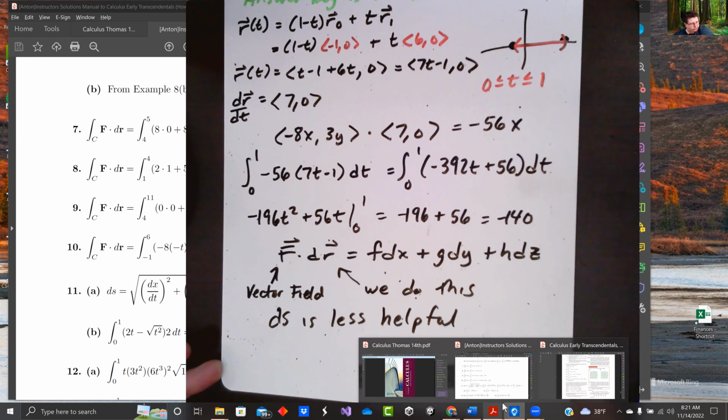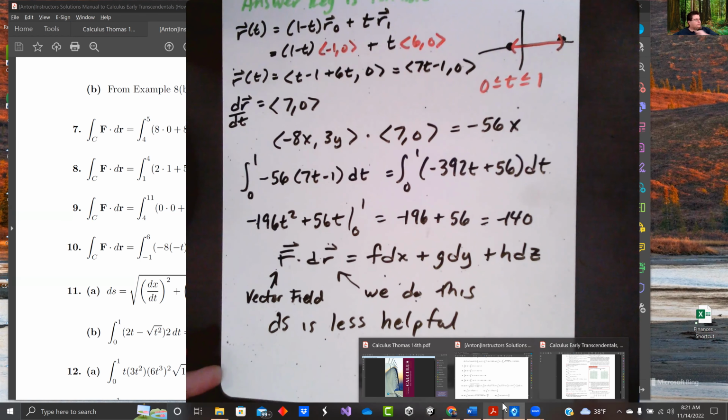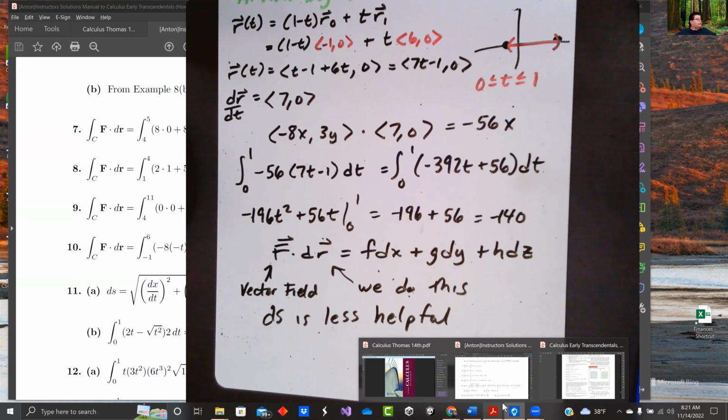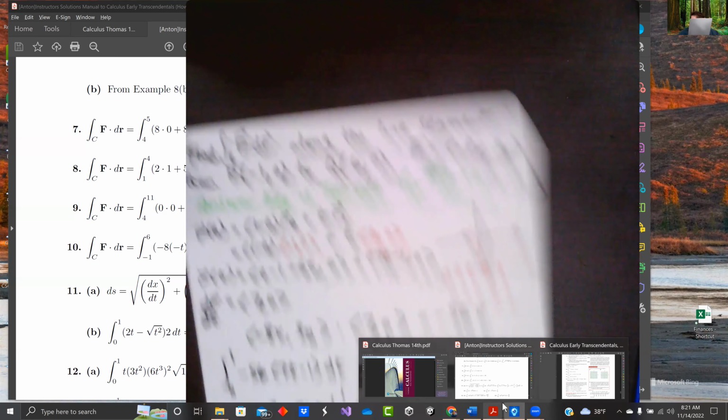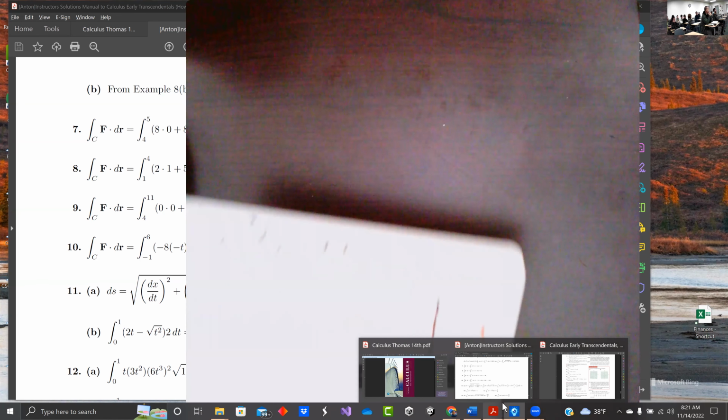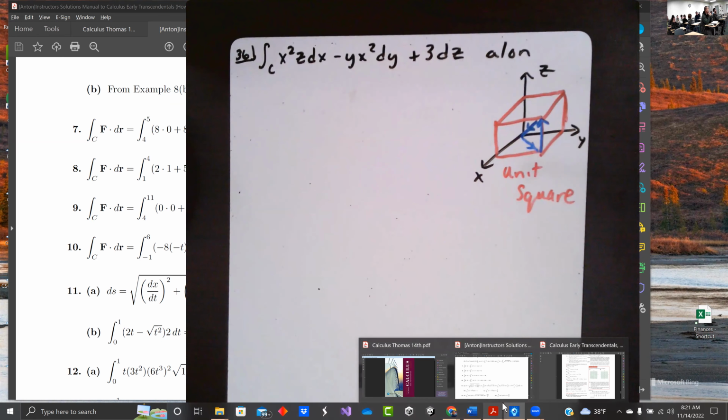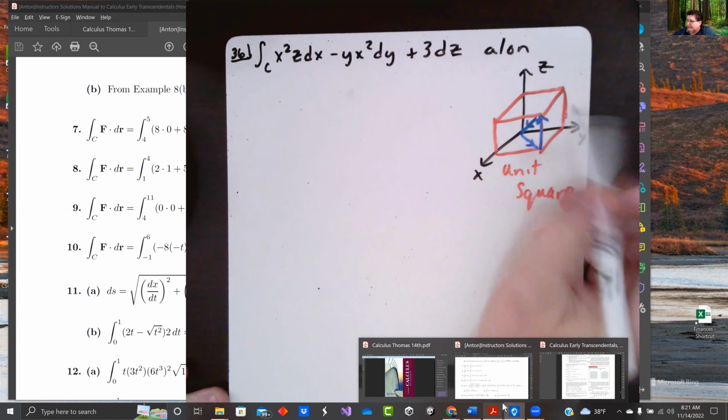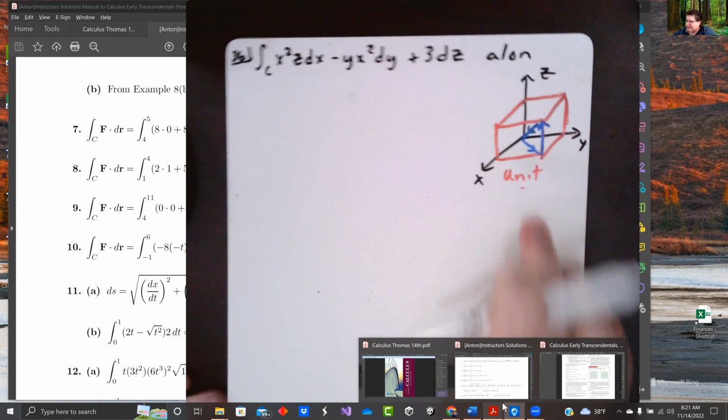So speaking of that, let's do something in a vector field. Already in the vector field. So this is from the book. I have not looked at the answer key. I have no idea if they did it right or wrong. Is a unit, well, I said square. That is not right. That is a unit cube.